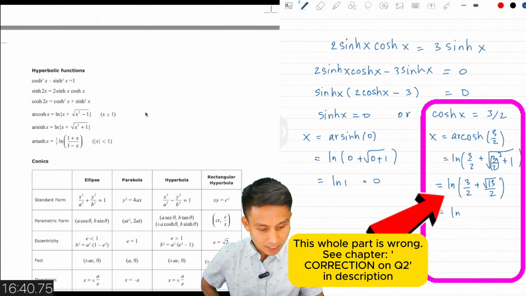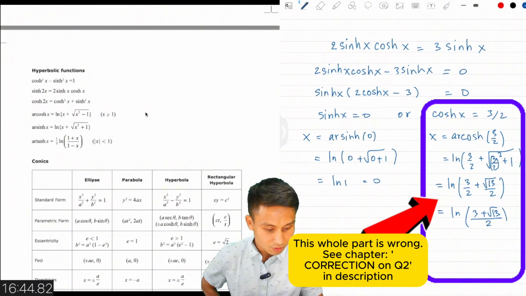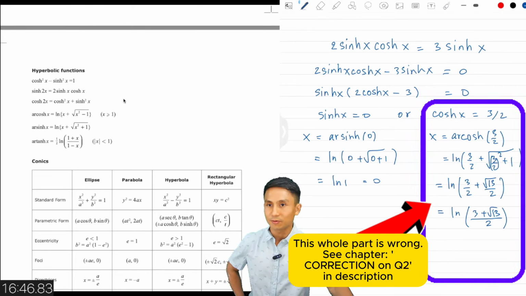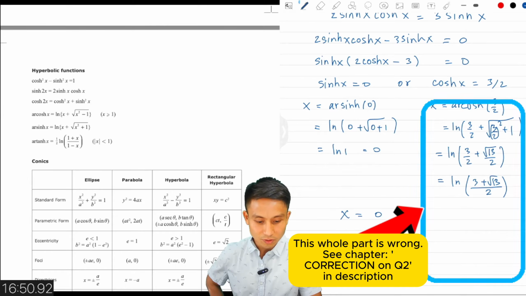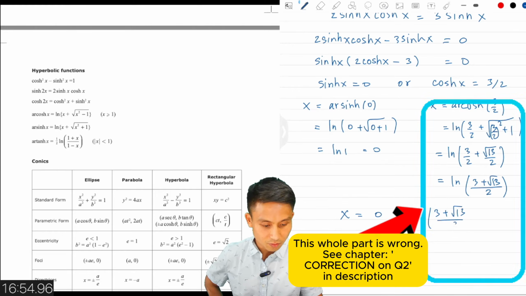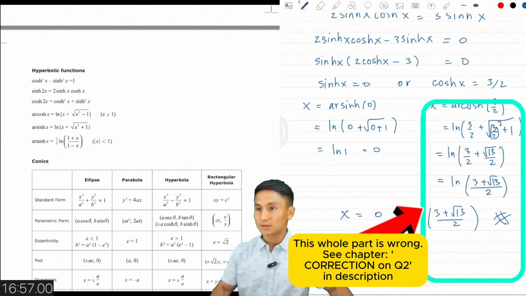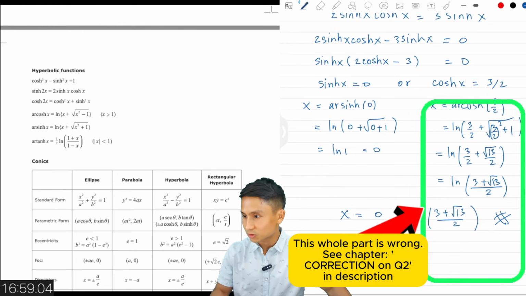And then let me put that into ln of 3 plus root 13 divided by 2 there. That's just the exact value. Okay, so we're done. So it's just x equals 0 or ln of 3 plus root 13 over 2. That would be the answer there. Okay, let's go to the paper.